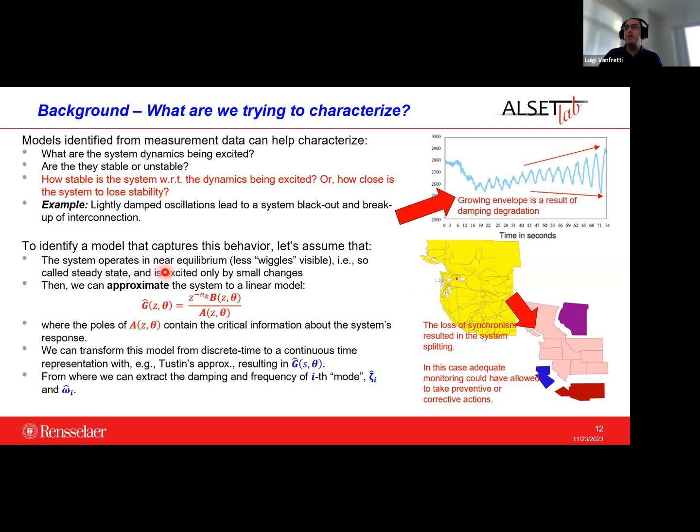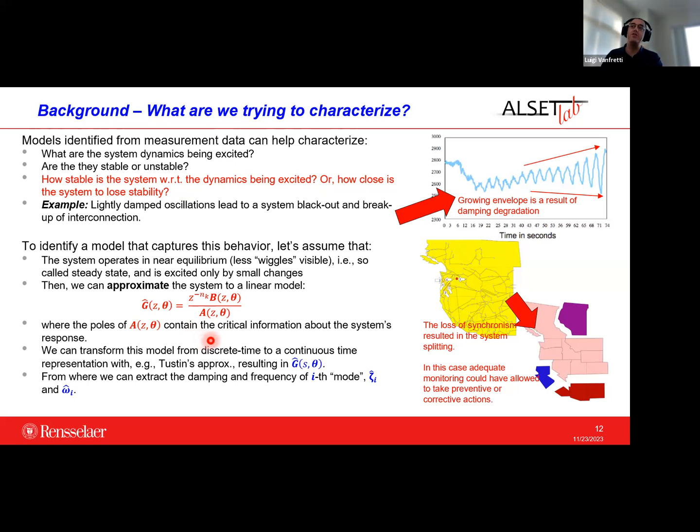So what we're going to do is try to approximate the model with this discrete-time representation. And basically, A(z, theta) will contain the characteristic equation. When I was young, they taught me that. But anyway, in the z domain, you have the poles of the system, and because that's in discrete time, you have to convert it to continuous time.